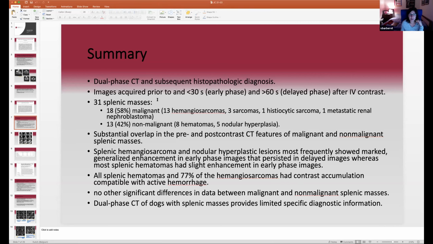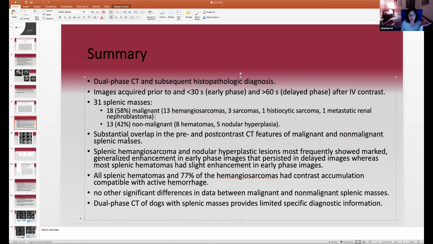And on that one, they had 31 splenic masses, roughly the same type of repartition between malignant and non-malignant, a bit different, but yeah. Again, mostly hematomas, nodular hyperplasia, and a majority of hemangiosarcoma. They had a few other types of neoplasia there.